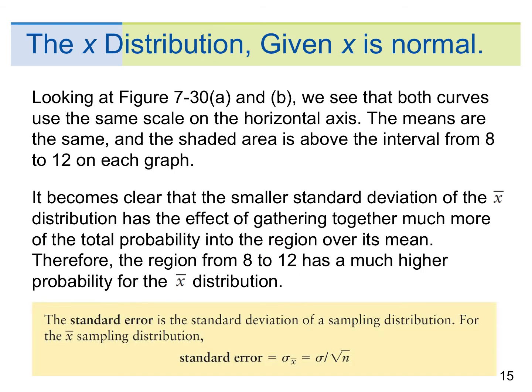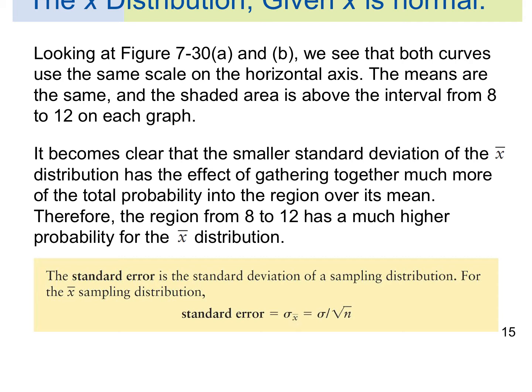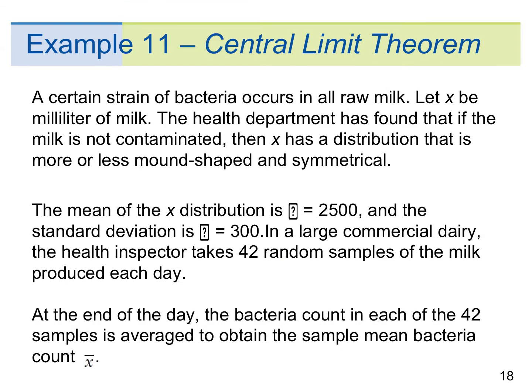So real quick, I just wanted to show you the definition. Standard error is the standard deviation of a sampling distribution for the X bar sampling. So a standard error is still a standard deviation. It's just that you're taking the original sigma that's given to you and dividing by the square root of n. Okay, special name. So here's an example in its entirety.